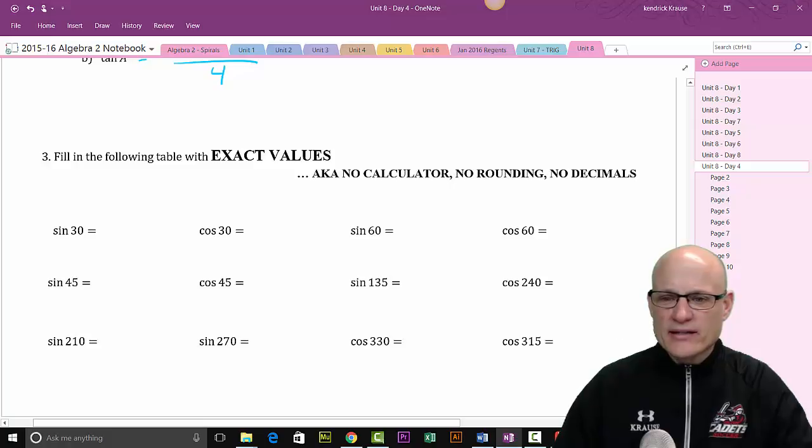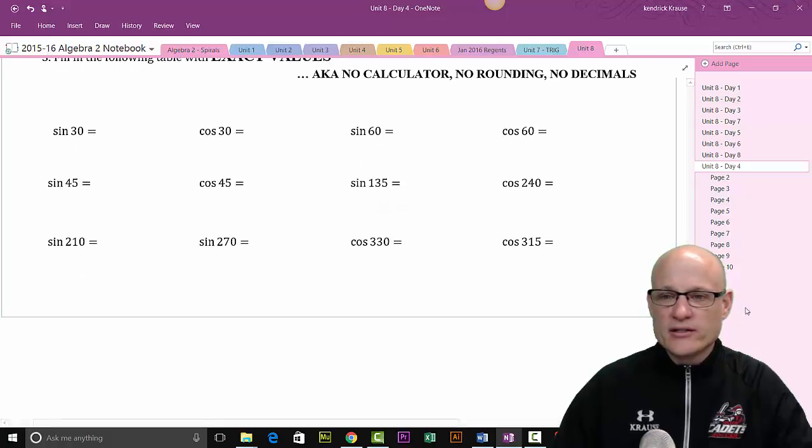I don't know why this thing insists on breaking this one up into pages. But really quickly, make sure you go through all of these and do these. Sine of 30 degrees is 1/2. Cosine of 30 degrees is square root of 3 over 2. Sine of 60 is square root of 3 over 2. Cosine of 60 is 1/2. Do you have it? I hope so. Sine of 45, square root of 2 over 2. Cosine 45, square root of 2 over 2.